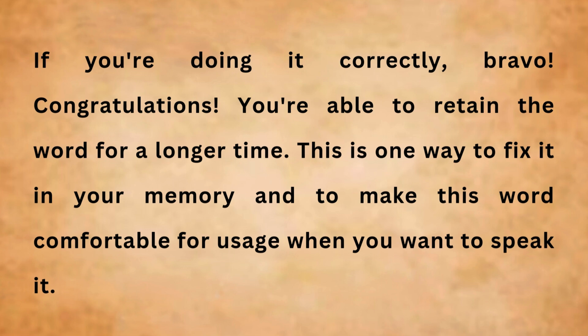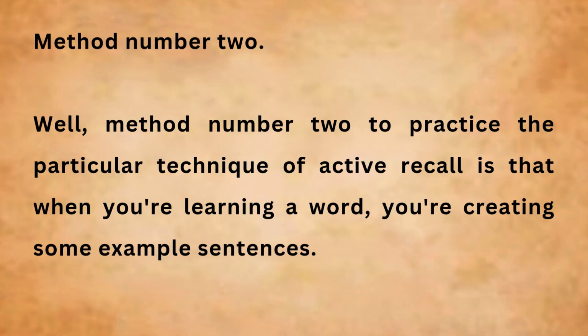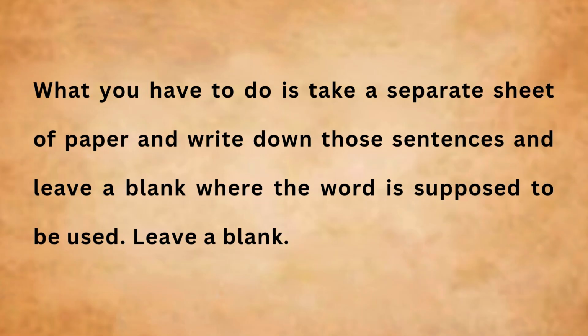This is one way to fix it in your memory and to make this word comfortable for usage when you want to speak it. Method number 2. Well, method number 2 to practice the particular technique of active recall is that when you're learning a word, you're creating some example sentences. What you have to do is take a separate sheet of paper and write down those sentences and leave a blank where the word is supposed to be used.